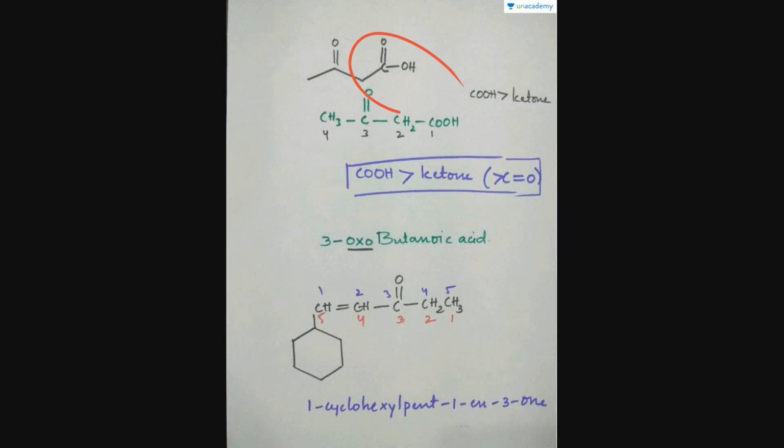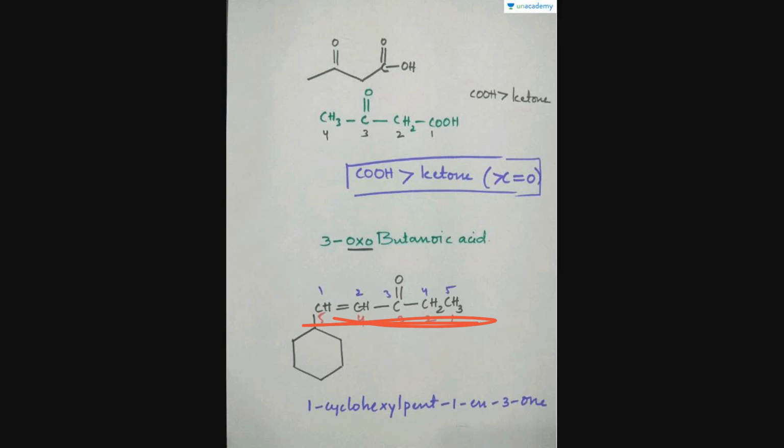Here we have a carboxylic acid and a ketone. According to the preference order, carboxylic acid is preferred over ketone. First is carboxylic acid. So this is the principal functional group, and other functional groups are written as prefixes. This is how we number it. 3-oxo, the prefix for ketone is oxo. And the suffix for the carboxylic acid is oic acid. So this becomes 3-oxobutanoic acid. And here this is the main chain because we have a ketone group.